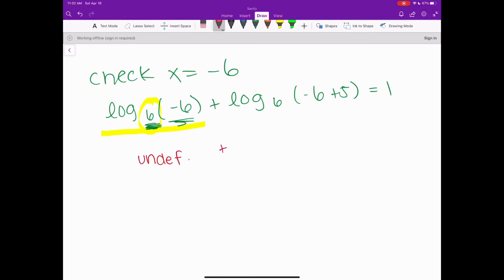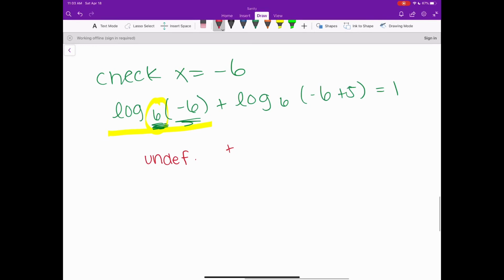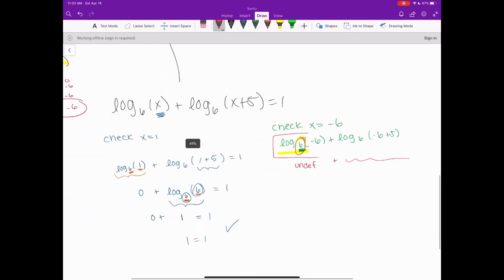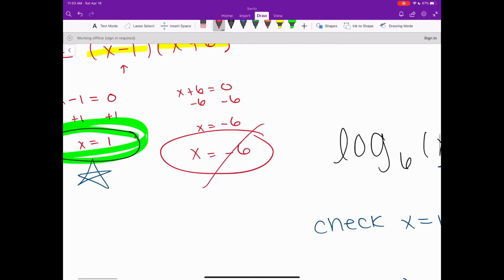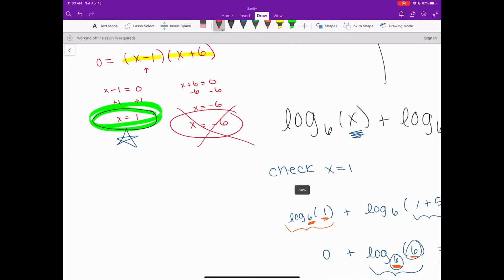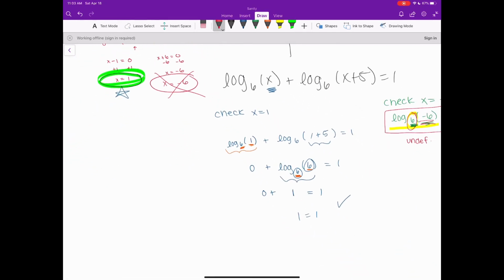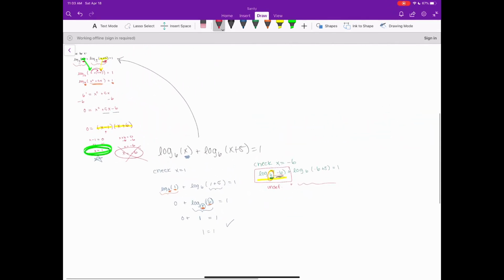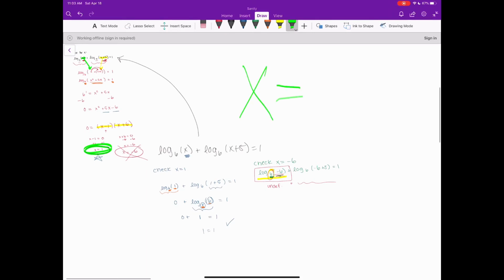If there's an undefined solution, I don't even need to continue going, because already we've run into this roadblock: you can't raise a positive base to some power and get a negative number. It's just not going to work. So x equals -6, I'm just going to toss that solution out. All right? So I know I've checked x equals 1, and that has to be my solution. I'm going to make it really clear. Here we go. Ready? X equals 1.